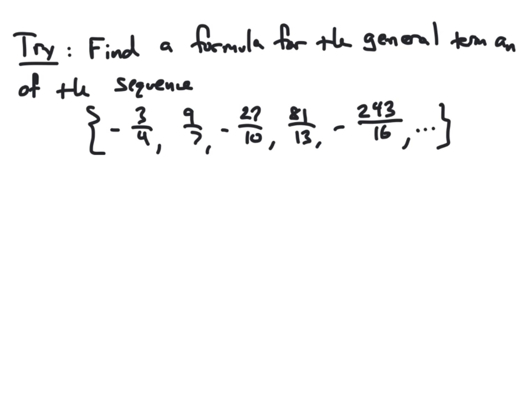If you'd like to try a similar example, pause the video and find a formula for the general term a sub n of the sequence whose first 5 terms are negative 3/4, 9/7, negative 27/10, 81/13, and negative 243/16. Resume the video, and a full solution will appear in a few seconds.